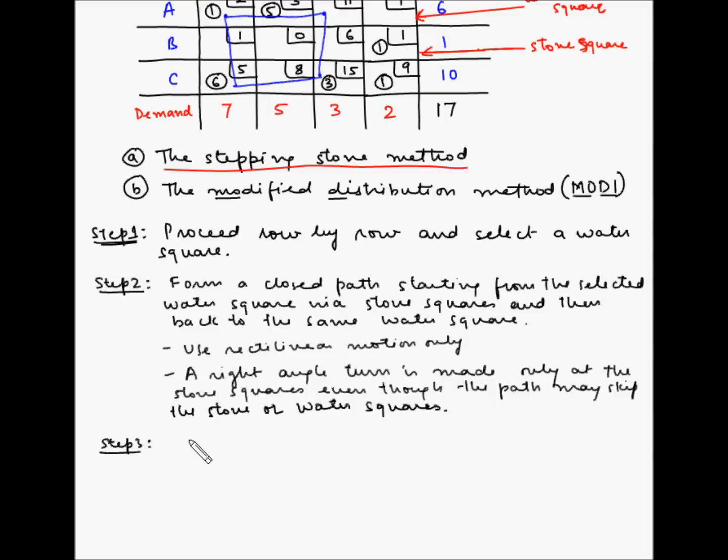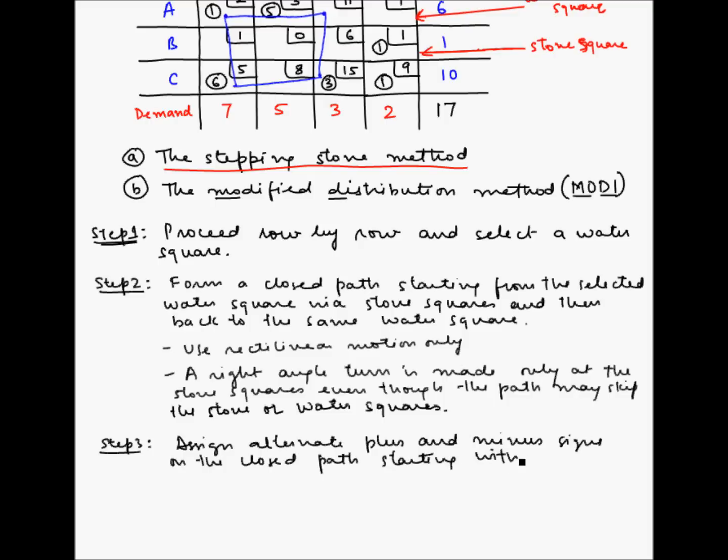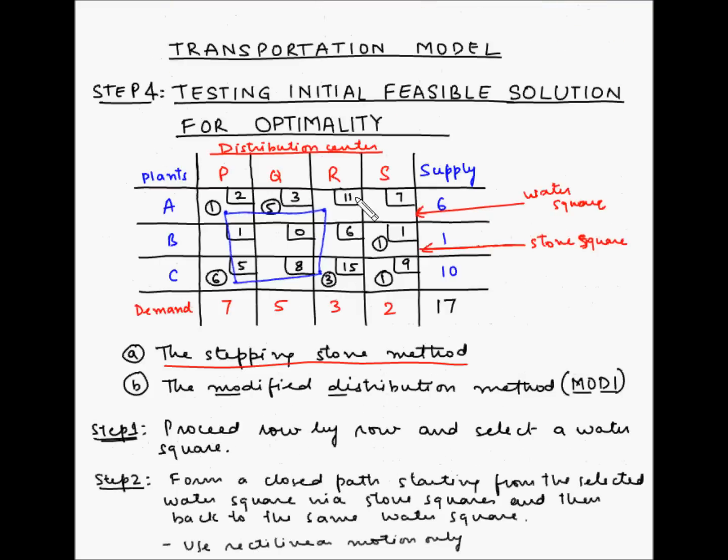So in this step, we have to assign alternate plus and minus signs on the closed path, starting with a plus sign on the water square. So assign alternate plus and minus signs on the closed path, starting with a plus sign on the water square.